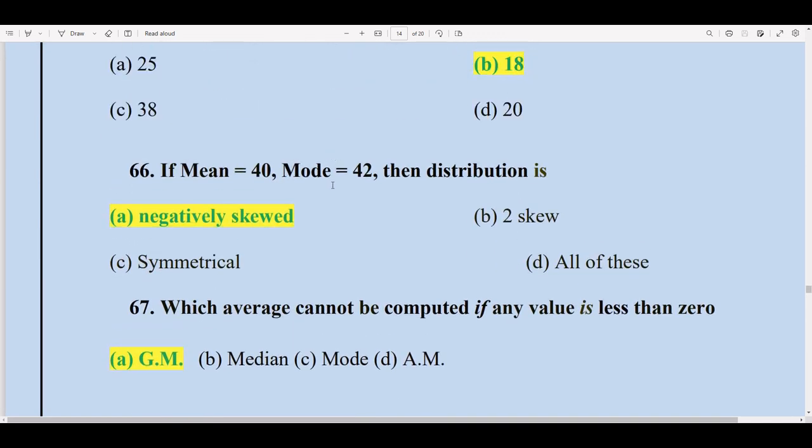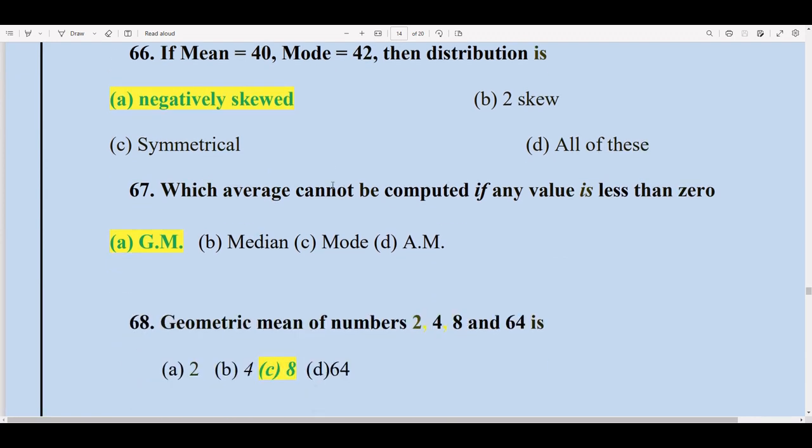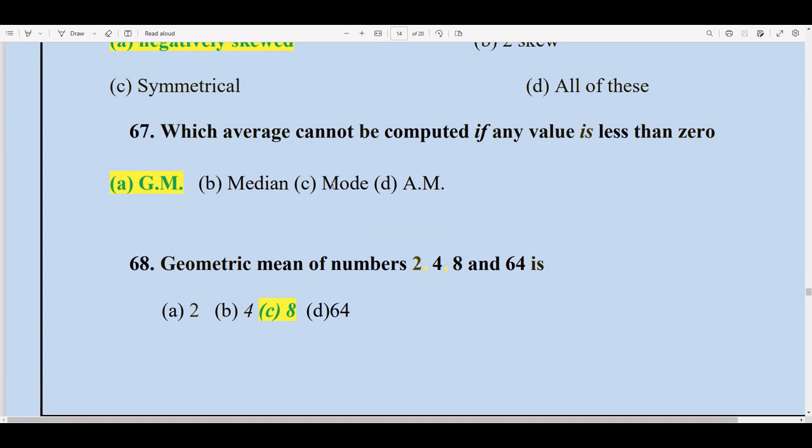If mean is equal to 40 and mode is equal to 42, the distribution is negatively skewed. Which average cannot be computed if any value is less than 0? Geometric mean is not computed if any value is less than 0, because log does not exist for negative values. In geometric mean the formula is: geometric mean is equal to anti-log of the sum of log of x.